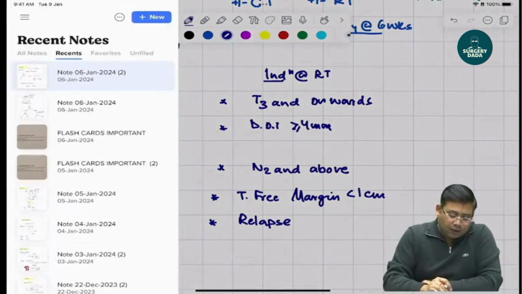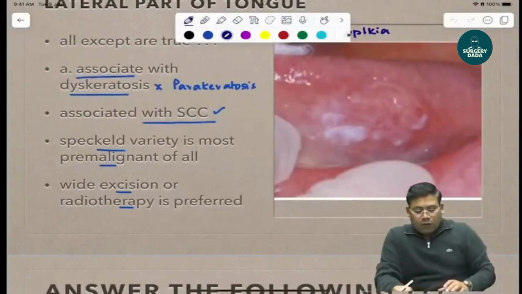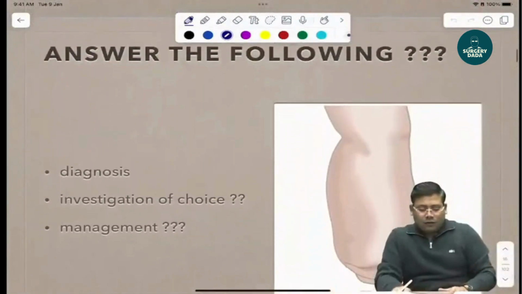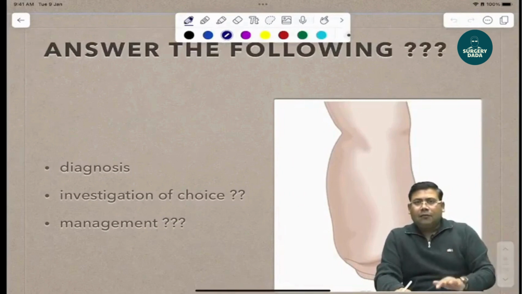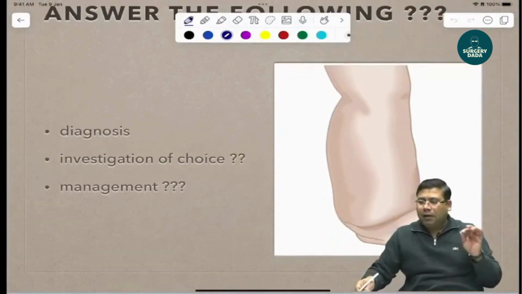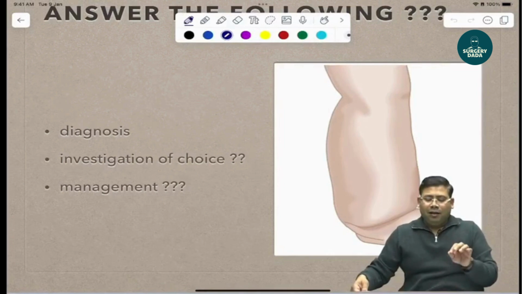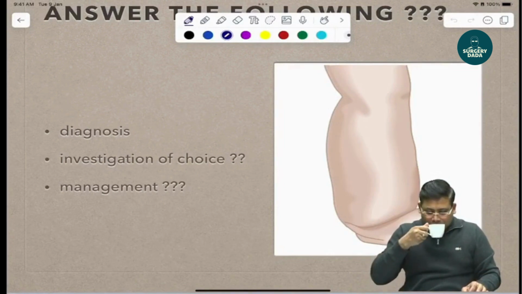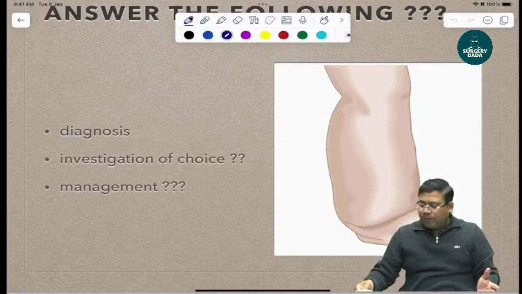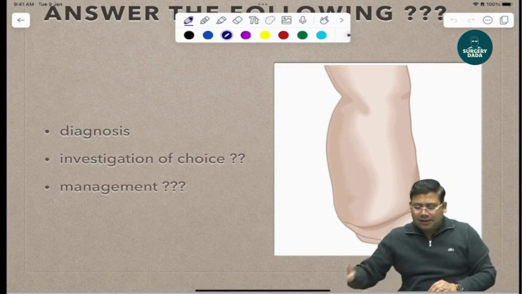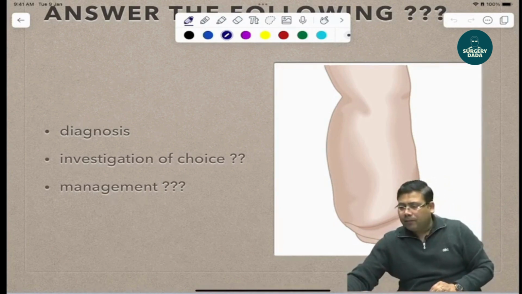Let us continue with our series. And okay, so you know why keratosis was the answer. Next is, answer the following with respect to this limb. Just by looking at this limb, you will say that this is a case of elephantiasis or it is a case of filariasis. Just give me a minute.